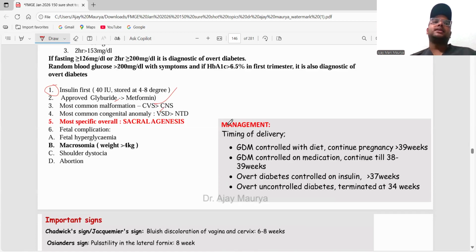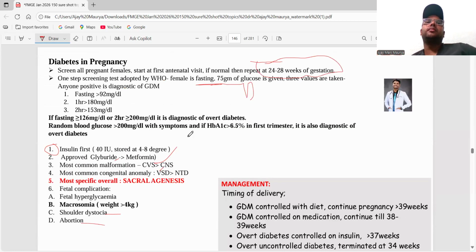Fetal complications such as fetal hyperglycemia. Macrosomia means weight is more than 4 kgs. There is chance of shoulder dystocia, and they may have abortion also. Okay? So that's what you have to remember in diabetes in pregnancy.